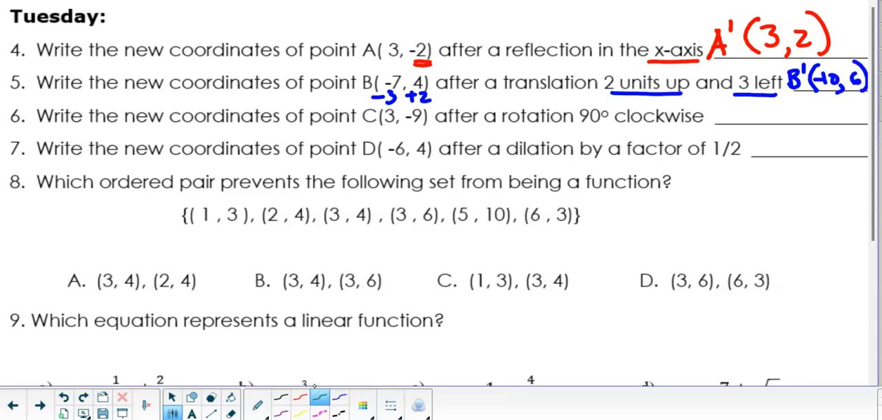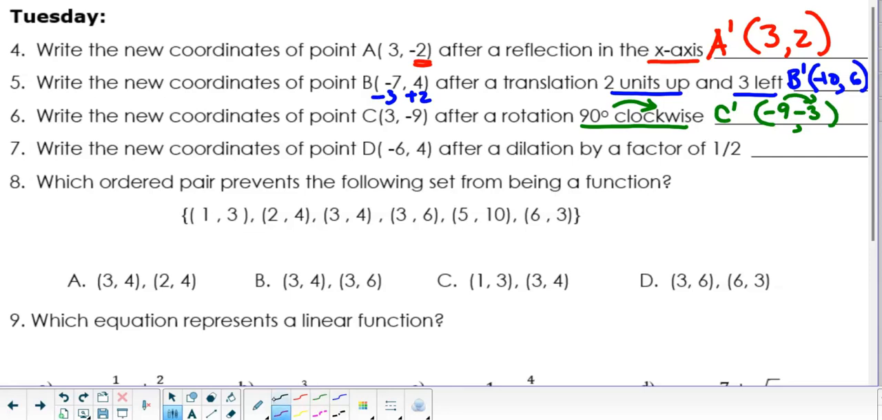Number 6, write the new coordinates of point C after a rotation 90 degrees clockwise. The new point will be known as C prime, and when you rotate 90 degrees, you swap the numbers in the coordinates. After you swap the position of the numbers, you change one sign. Since we're going clockwise, that means we'll change the sign of the second value, or the y coordinate.